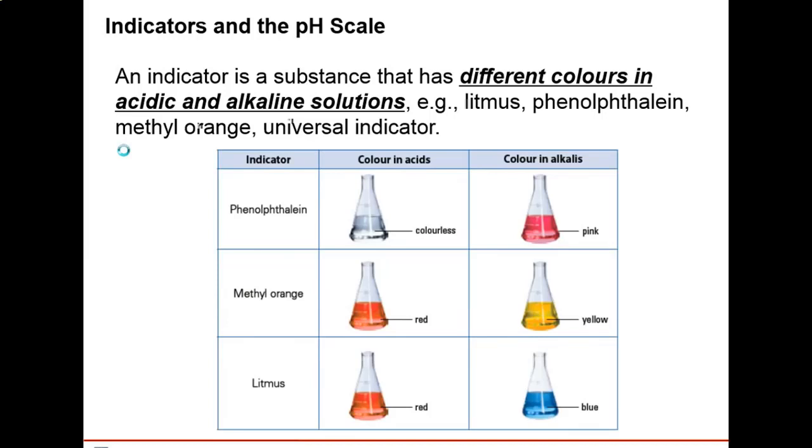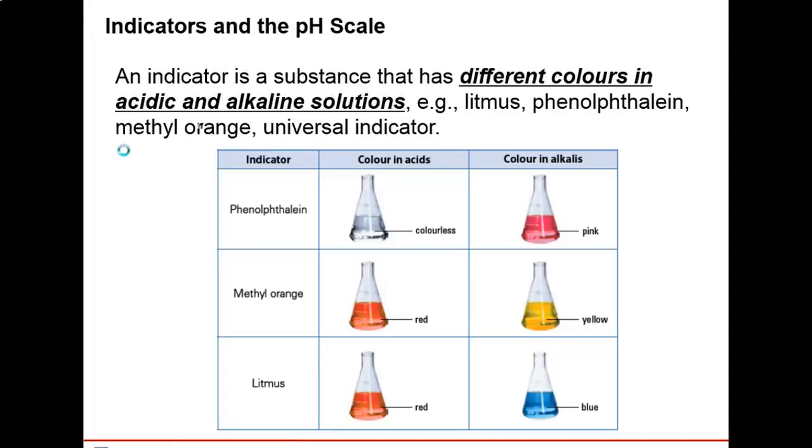Now, let's move on to the part of this topic on indicators and pH scale. So, how do we know whether a substance is an acid or an alkali? We can make use of litmus paper, correct? The red litmus paper will turn blue if there is an alkali. The blue litmus paper will turn red if there is an acid.